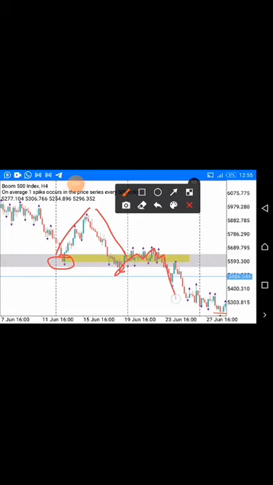Then it broke it. You see here, the support has been broken because all the while it has been acting as a support zone. Then here it got broken. It has been broken at this point. Okay, then look at this. Notice this: as it got broken, the market still came up here and retested it.